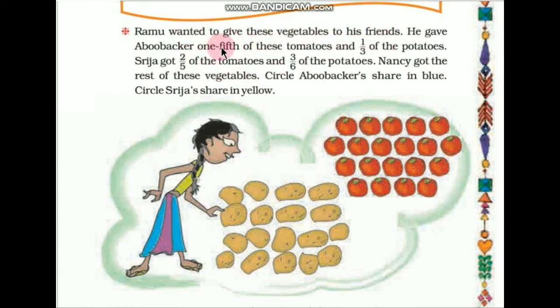Now Ramu wanted to give these vegetables to his friends. He gave Abu Baker 1/5 of the tomatoes and 1/3 of the potatoes. Srija got 2/5 of the tomatoes and 3/6 of the potatoes. Now Nancy got the rest of these vegetables. Circle Abu Baker's share in blue and circle Srija's share in yellow.